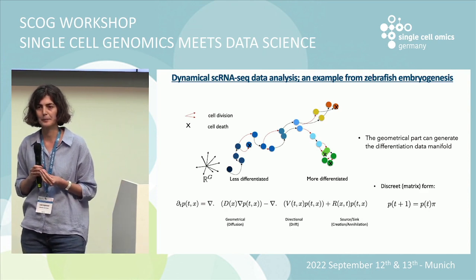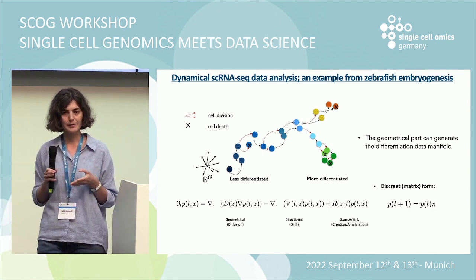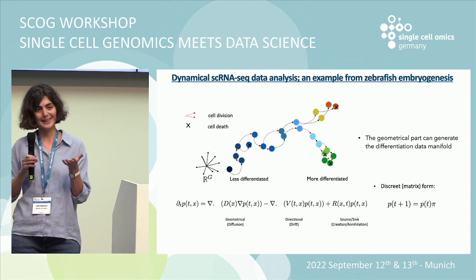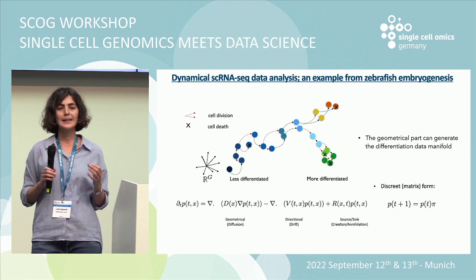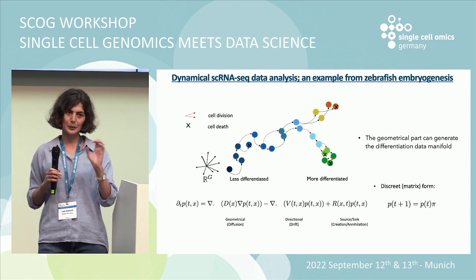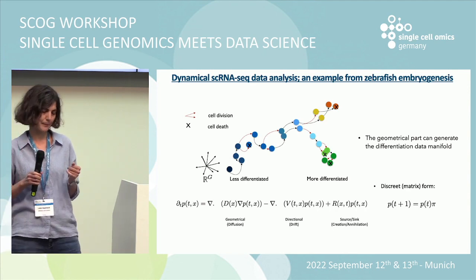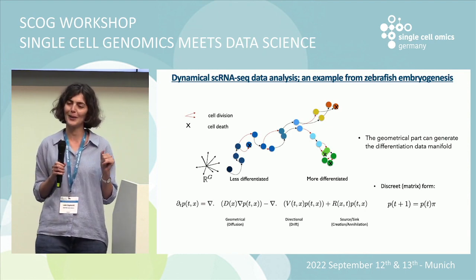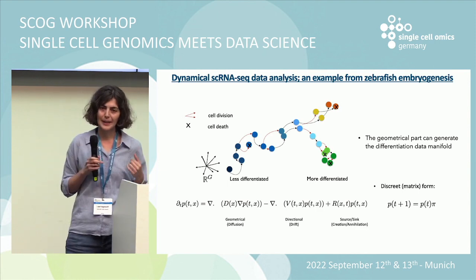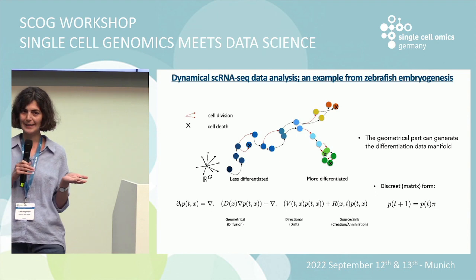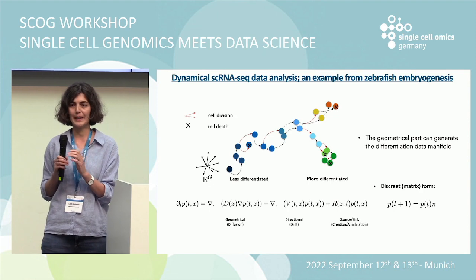From single-cell data, of course, it is a bit difficult to get the drift and the cell birth and cell death rates at different positions of your phase space, but still the geometrical part, which is the random diffusion part, can generate the same manifold. And that's what we actually used in diffusion maps. In the next slide, I'm talking about it. But first, something that I need to point out is that this Fokker-Planck equation is the continuous space representation, but basically you can put everything in discrete space into a matrix form.